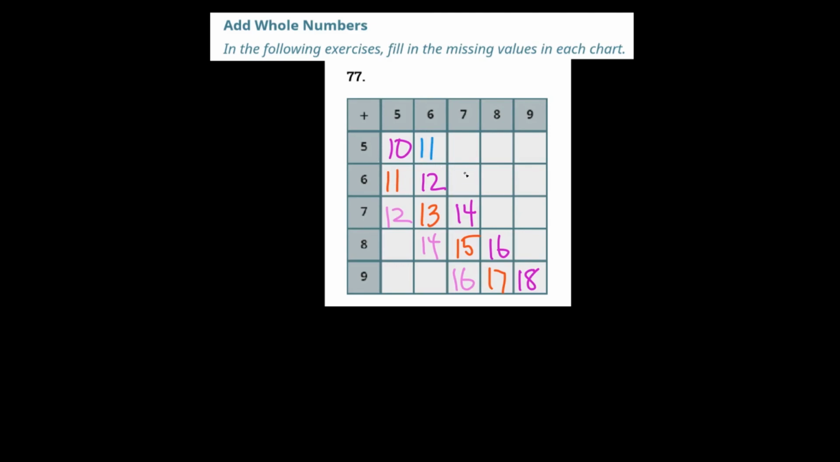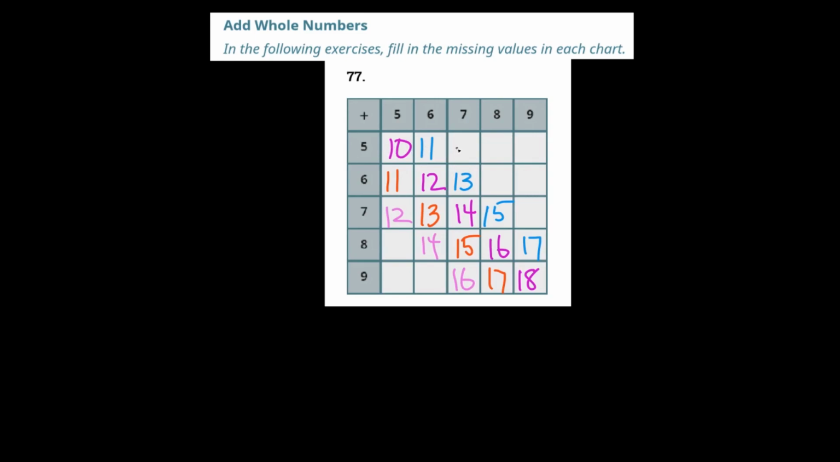If we do this blank, we have 6 and 7 is 13. We have 7 and 8 is 15. 9 and 8 is 17. We can kind of see a pattern. Let's see if we can find the pattern and fill it out quickly.